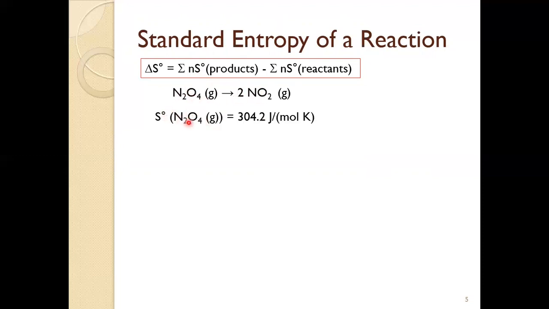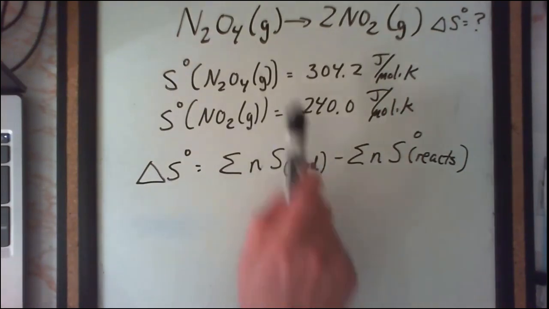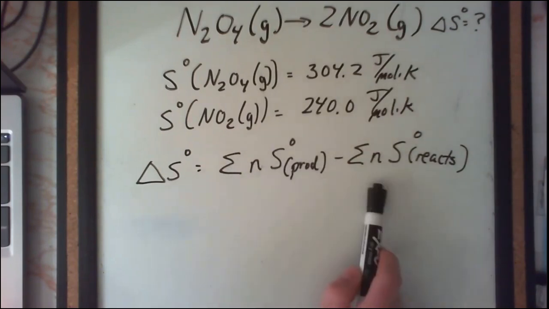So the molar entropy of N2O4 is 304.2 joules per mole Kelvin, and the molar entropy of NO2 is 240.0 joules per mole Kelvin. Notice that N2O4 has a higher molar entropy because it's more massive and more complicated, with more chemical bonds compared to the simpler NO2 molecule. So we want to calculate delta S for this particular process. We have our respective molar entropies, so all we need to do is apply the equation.